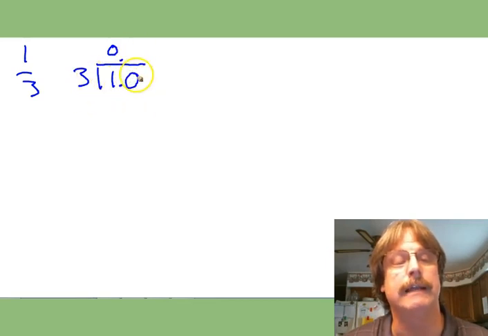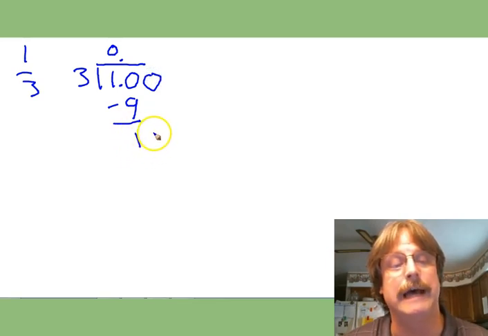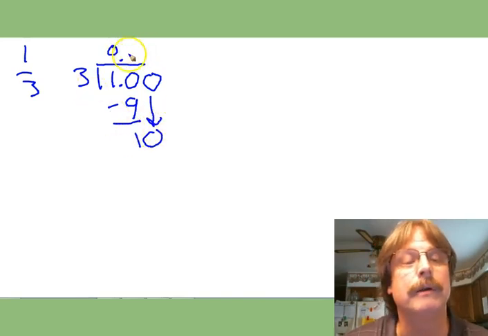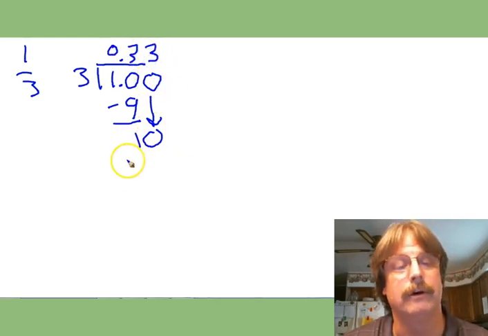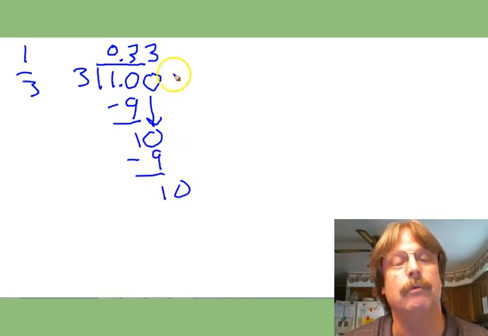3 goes into 10 3 times because that would be 9. So I subtract. So I'm left with 1. I bring down a 0. I haven't terminated in 0 here yet. 3 goes into 10. Oops, I didn't write my 3 up here. 3 goes into 10 3 times. So that's 9. I subtract. I do 1. And I do it one more time.